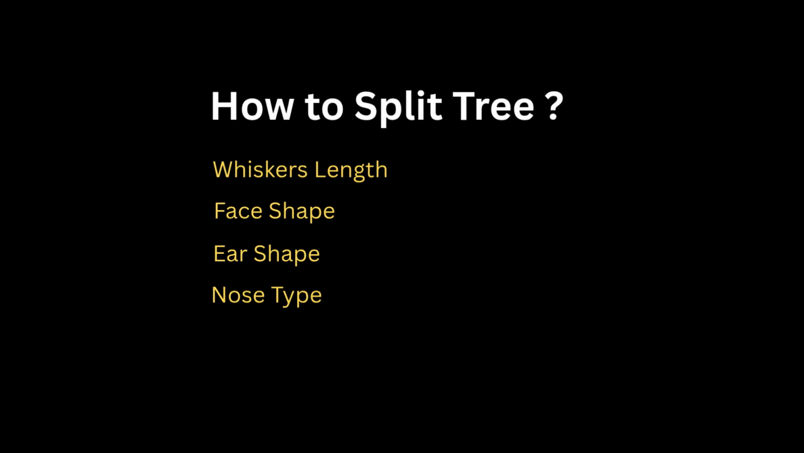Following up with the second concept, how do we decide which feature to split on? We often have multiple features like whisker length, face shape, ear shape, nose type, etc. So how do we choose the best one? That's where information gain comes in.